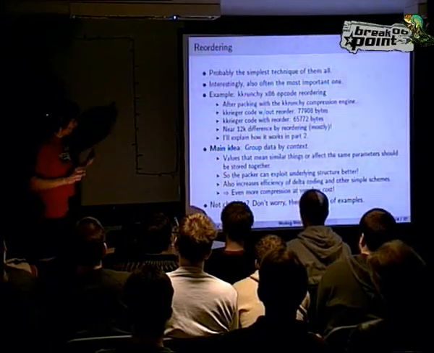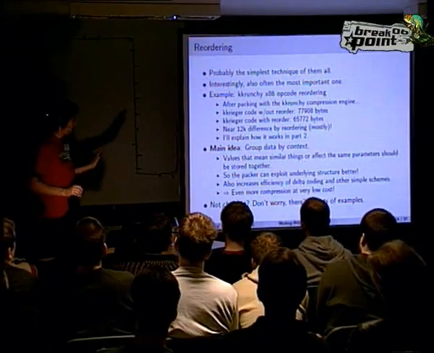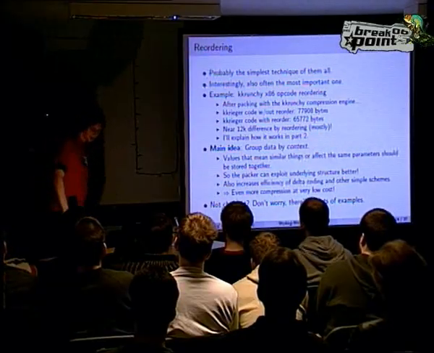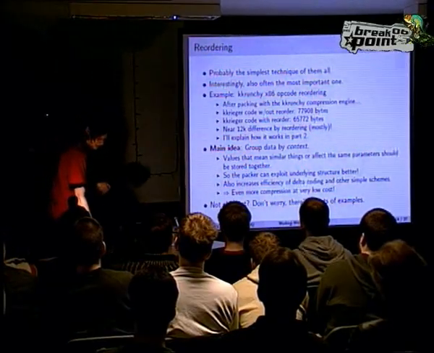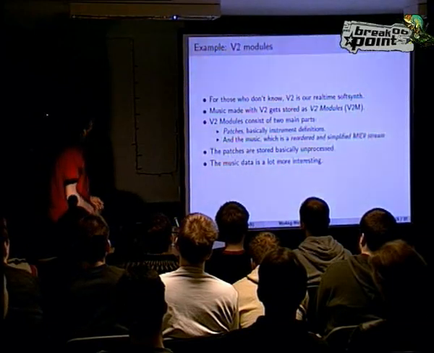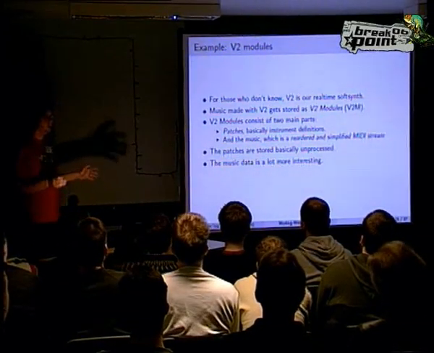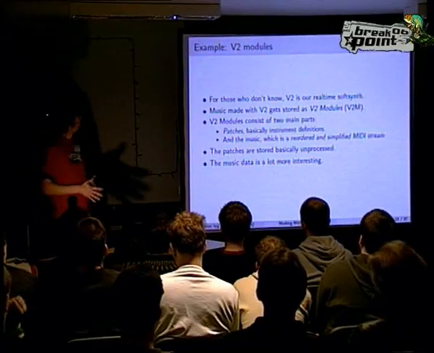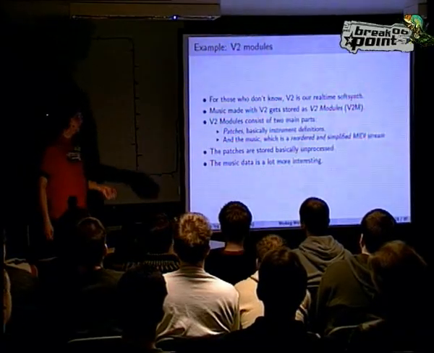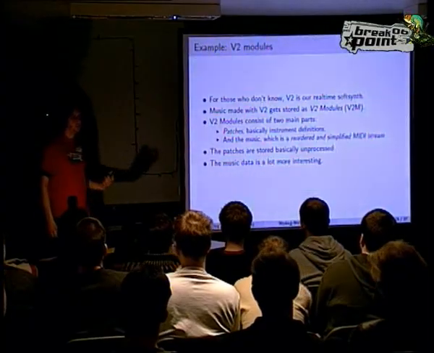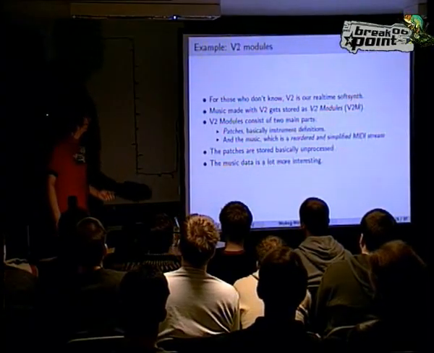And that's pretty abstract right now. So don't worry, we'll have a lot of examples later on. And a big example now, which is the V2 modules. For those of you who don't know, V2 is the Farbrausch synthesizer, or real-time synthesizer, which we use basically in all kinds of intros and even some demos since FR8.